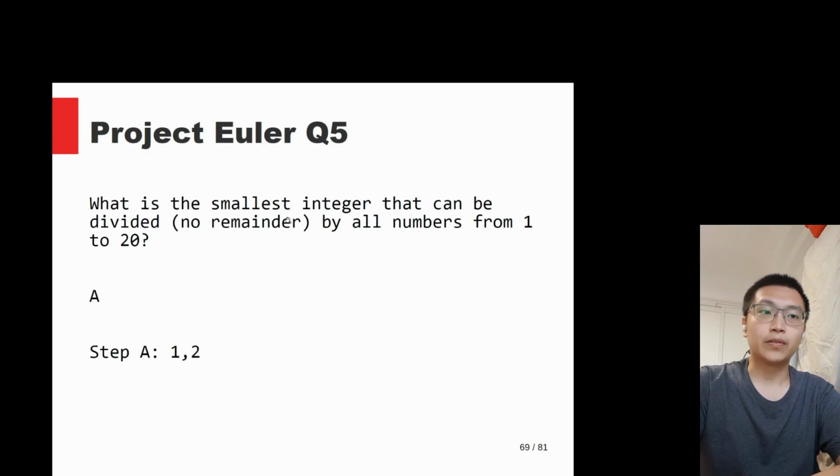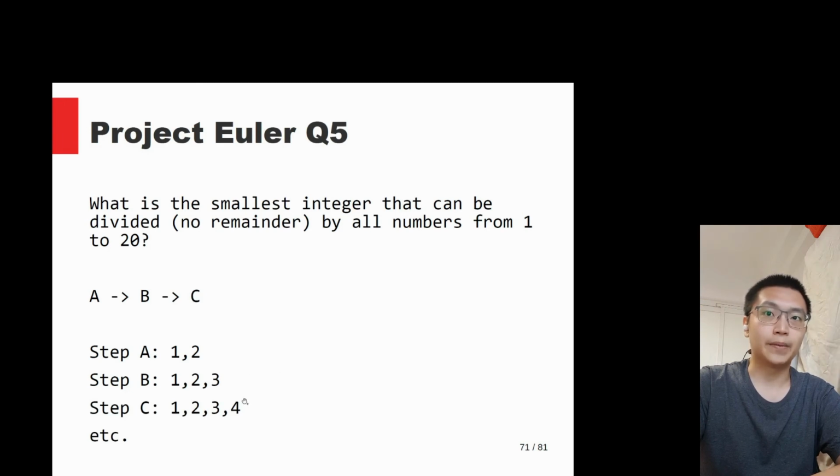It would be helpful if we work on this problem on a step-by-step basis. Step 1, let's calculate the smallest integer that can be divided by 1 and 2. The answer is 2. And then after calculating this, what happens if we add one more number, 1, 2, 3? What is the smallest integer that can be divided by 1, 2, 3? And how does the result from step A help in the result of step B? How about 4 numbers? Let's say I want to calculate the smallest integer that can be divided by 1, 2, 3, 4. How does the result from step B help in calculating the result from step C?